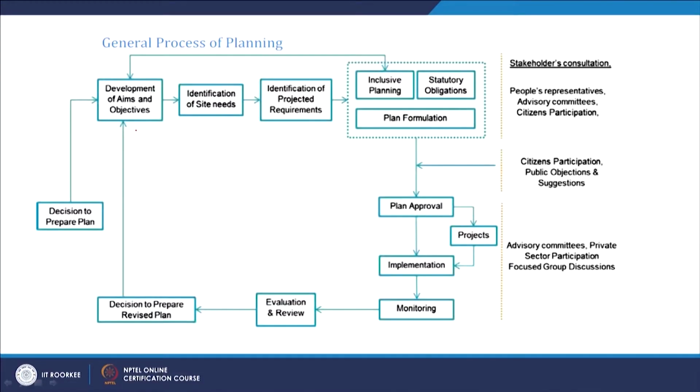I will show some of the practices which deviate a little bit from this planning framework also, but it is important to keep this in your mind. You can see that as a general process of planning, as I told, it is prescribed by the URDPFI: the aim, objectives, identification of the site needs, so projected requirement, and then using the stakeholders consultation you can make the inclusive plan, and you can formulate the plan, then send the plan for approval, then implement, monitor, and then you come back to the decision and review the revised plan and go back to aims and objectives for the next phase of the planning. So, this is a general process of planning. It can be used for a city development plan as well as for an area development plan or schemes also.